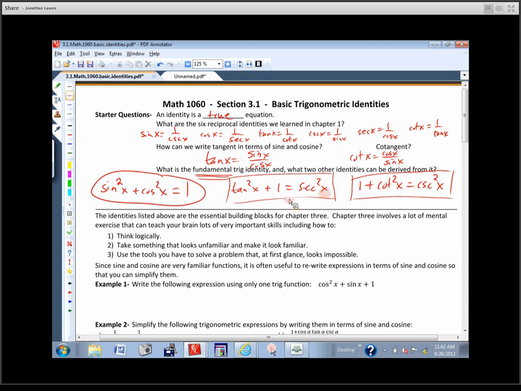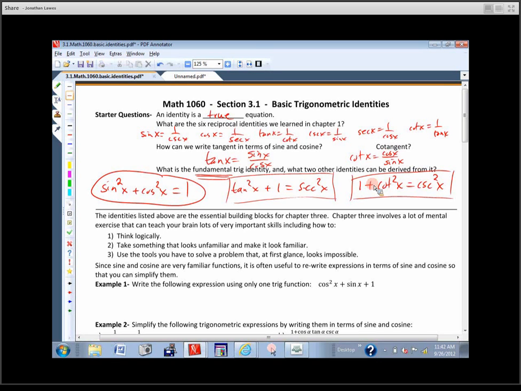Tangent squared plus 1 equals secant squared. If I remember, if I've got a cotangent, that's going to go with cosecant. So 1 plus cotangent squared equals cosecant squared. Okay? Don't care how you remember them. Got to have this one memorized. Need to know those two. Need to memorize those or be able to derive them in about 5 seconds. No more than that. Okay?